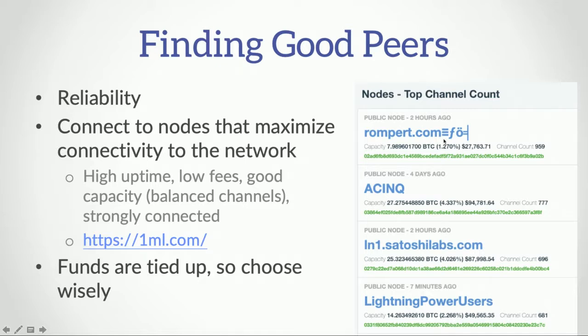It lists the nodes with the most capacity and with the top channel count. And this is a good way to find nodes that maximize connectivity to the network, because if a node has a lot of channels and a lot of capacity, then it's probably going to be a useful node for routing. And the better connected a node is, the fewer routing nodes you'll need. But it's also suboptimal if everyone connects to the most connected node, because that just means we have a very centralized network.